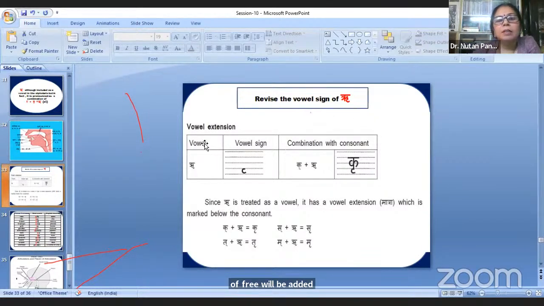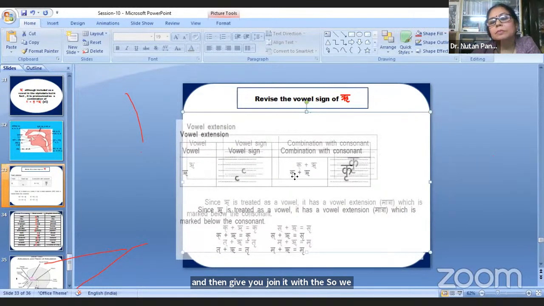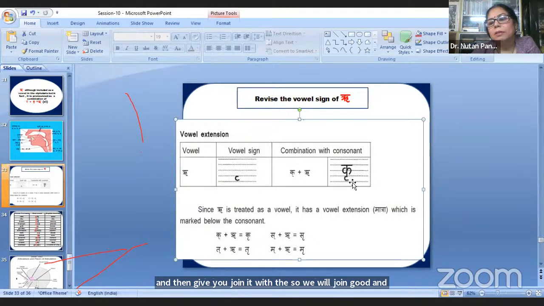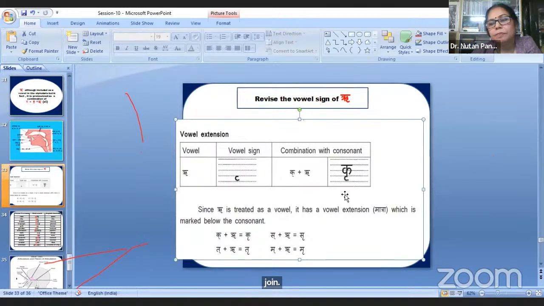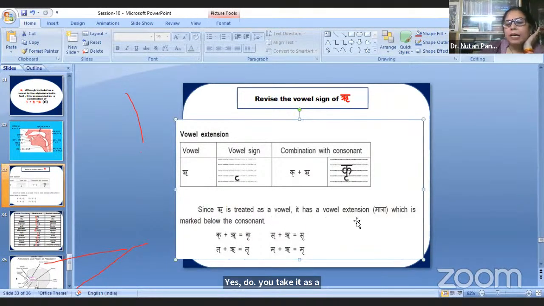See the slide carefully. This is our vowel ri, and you are seeing this part, which you will take here. When we join it with the consonant, k plus ri, it will make kri. You will pronounce it with me. Kri. Since ri is a vowel, it has a vowel extension which is marked below the consonant. Here is our ka consonant, and this ri will go below the consonant.